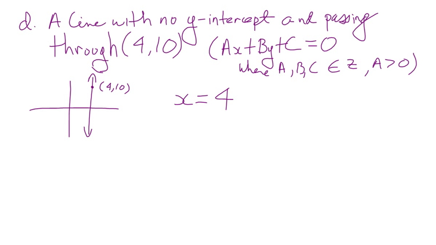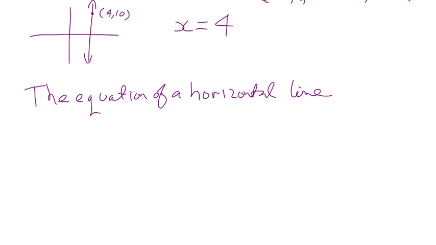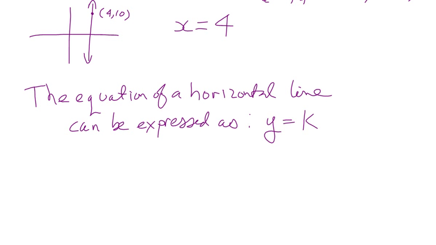Okay, the equation of a horizontal line. So last thing, just to summarize this, what's the equation of a horizontal line? Okay, so y equals k. And the equation of a vertical line can be expressed as x equals k. And that is all.